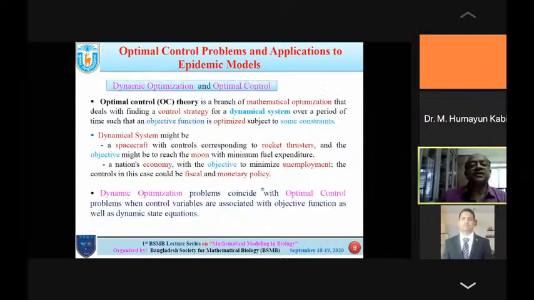In an optimal control problem, we only try to find a control strategy U for the dynamical system over time, so that the objective function is optimized, that is either maximized or minimized, subject to some constraints. So this is the optimal control problem.